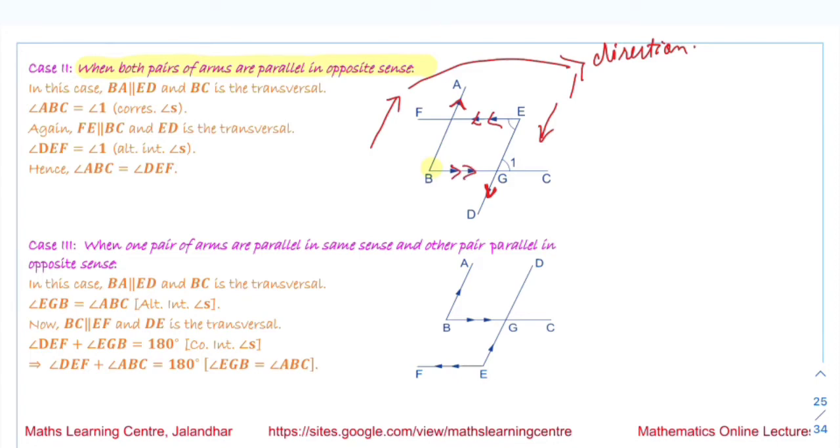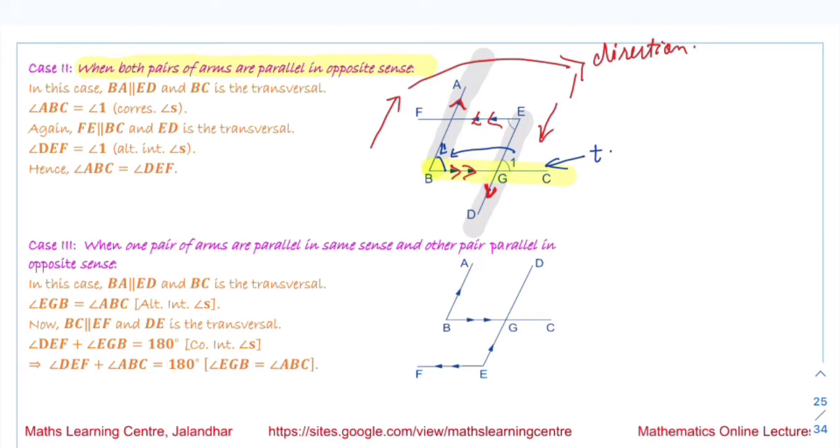Now when we are considering this case, we are talking about BA being parallel to ED, and for these two lines we have BC as the transversal. If this angle is 1, we will get this angle is also equal to 1.